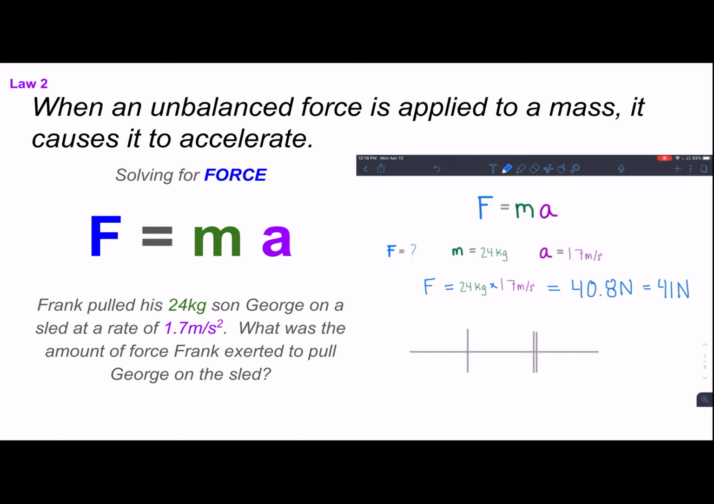Okay. And how that would look with dimensional analysis, we would have our mass times our acceleration, 1.7 meters per second squared, which would result in the 41 kg times m over second squared, which is equivalent to the 41 newtons.